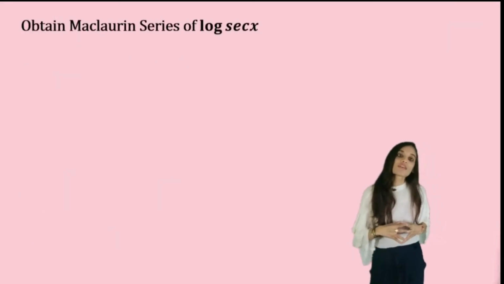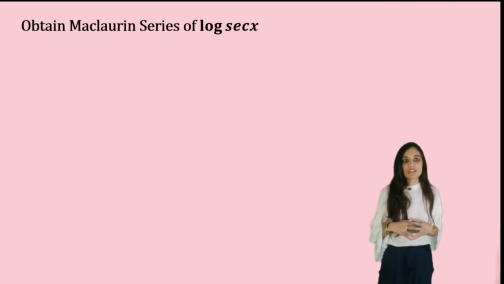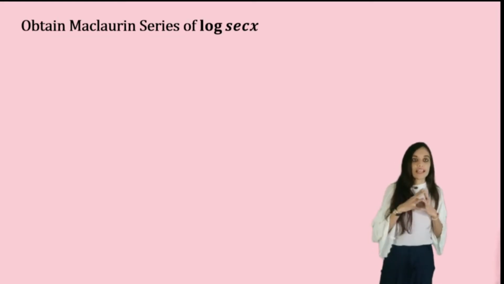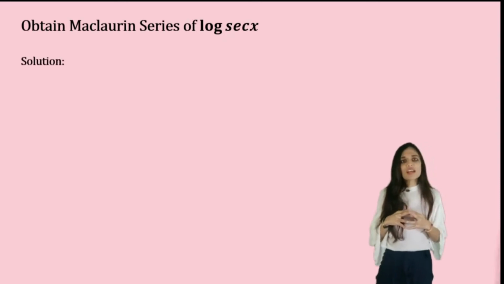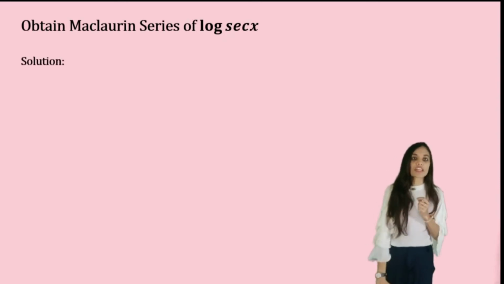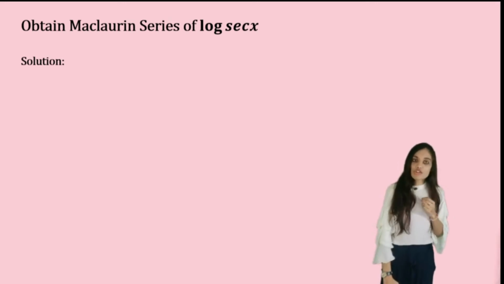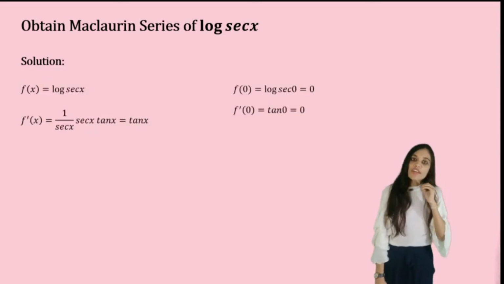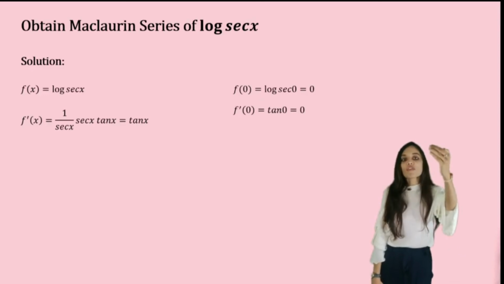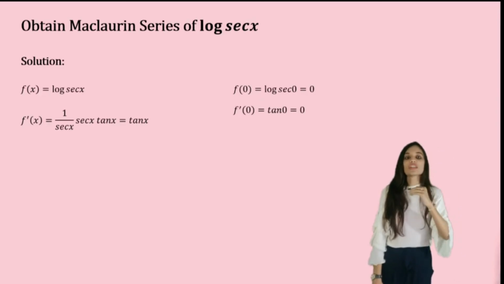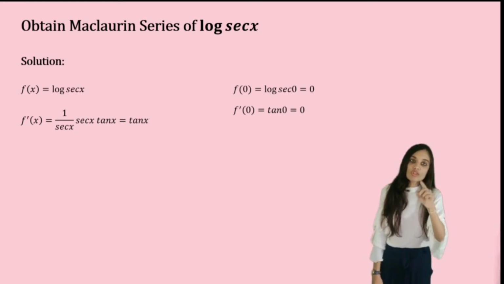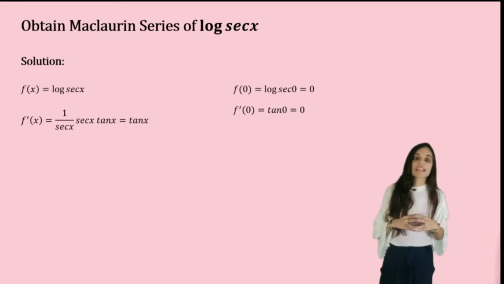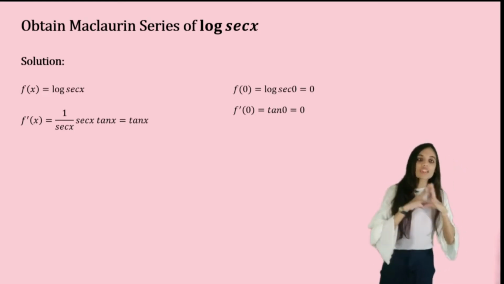Now let us check one more example of Maclaurin series. We have to find the Maclaurin series of log sec x. In this, we will do the derivative somewhat differently to make it easier. Firstly, our f of x is log sec x. Now we will find f dash of x. So f dash of x is equal to 1 upon sec x, and using the chain rule, the derivative of sec x is sec x into tan x. So finally our f dash of x is equal to tan x.